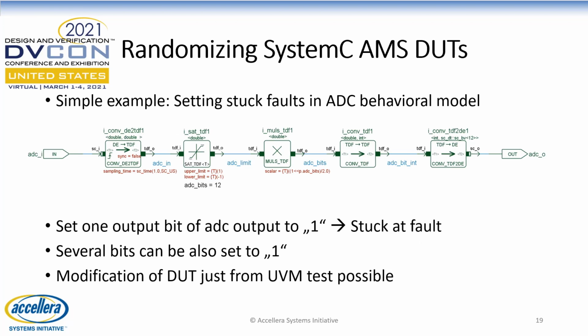Here we have a schematic of an ADC described in SystemC AMS. What we want to do is we want to set randomly one bit of the ADC to 1, so to emulate a stuck-at fault. Also, of course, it's possible to set several bits to 1. And this modification of the DUT is possible just from the UVM test. So we don't have to interfere during the construction of the SystemC DUT. We can just later in the test modify the DUT. And now I want to show how this is possible.